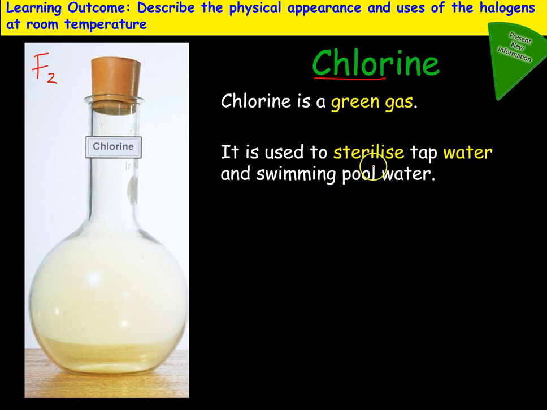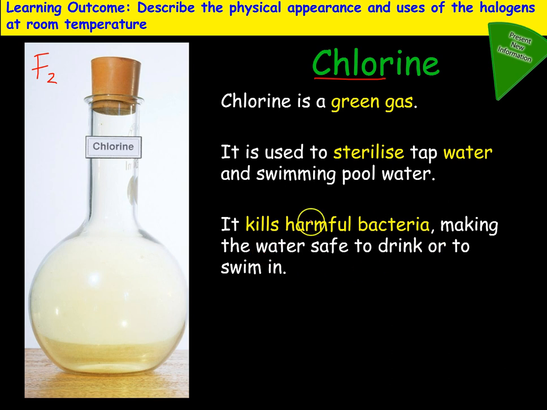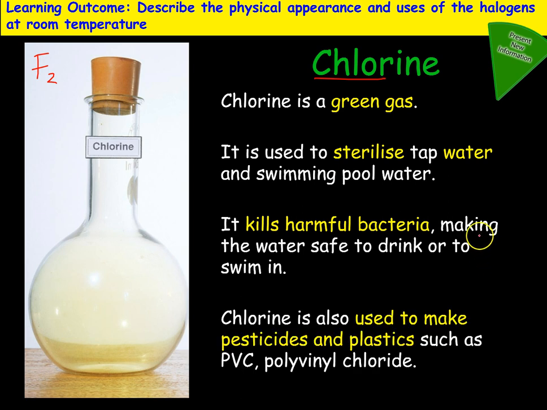So in C6, you need to know that the third stage of purification of water is chlorination, and we use that chlorine to kill harmful bacteria to make water safe to drink, or to make it safe to swim in, in swimming pools. We also use it to make pesticides and plastics, such as PVC.